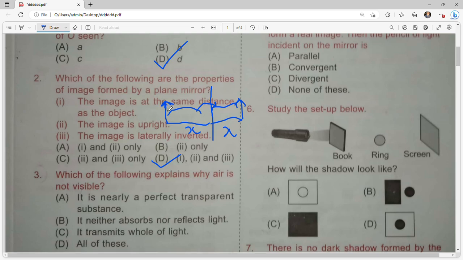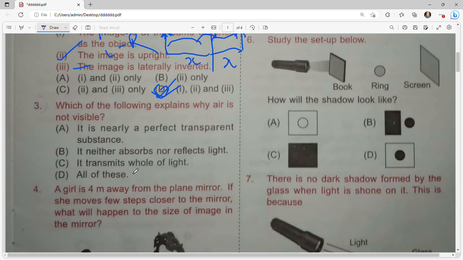The image formed by a plane mirror is, as we know, a virtual and an erect image or an upright image. So second part is also correct. And third is that image is laterally inverted. It is also correct because in a plane mirror, right appears to be left and left appears to be right. Correct answer is your option number D.